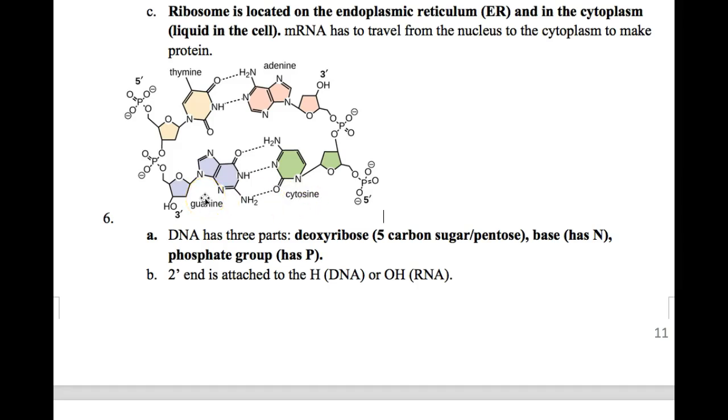Another thing that's really important is, if I were to ask you, is it the AT bond that's stronger, or is it the CG bond that's stronger? The answer will be C and G, because you're forming 3 bonds right here instead of 2 bonds during the interaction.